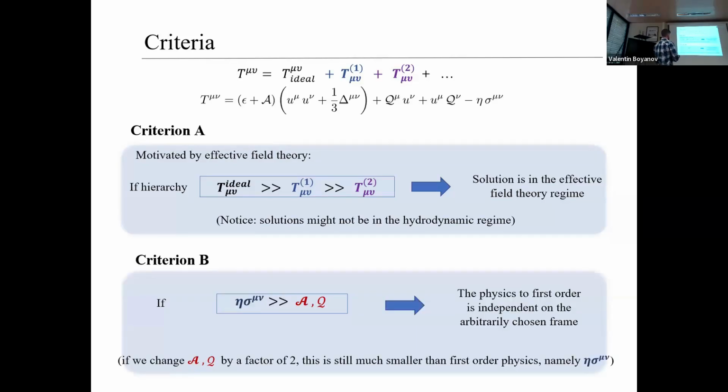Okay, so now we can consider criterion B, which will tell us that these terms are not affecting the physics at first order. What I'm comparing here is the field definition dependent terms, the terms that are proportional to these constants, and the actual first order viscous term. If they are actually second or higher order, they should be much smaller than this term. In such a way that if I multiply this term by a factor of 2, which I can do because I can choose another frame that is a factor of 2 different from the other one, then this term should still be much smaller than the previous one. It shouldn't affect, and in this sense, they do not affect the physics to first order.